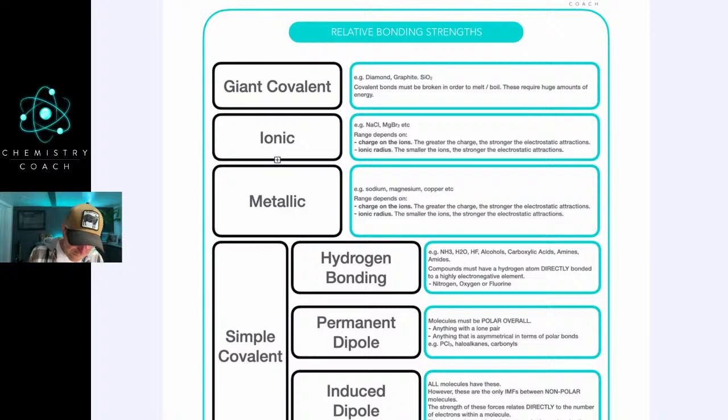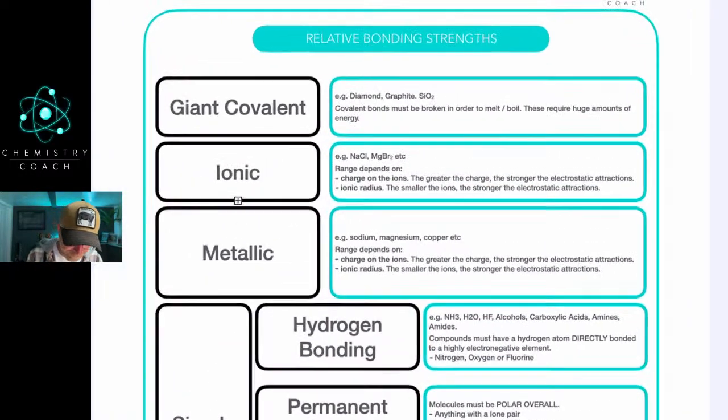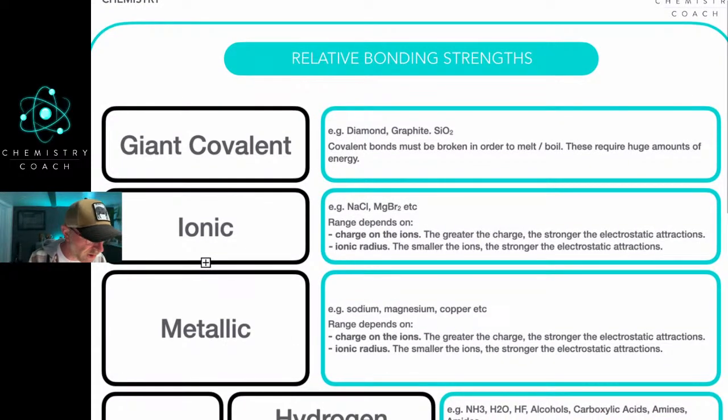So, obviously, we've got hydrogen bonding, permanent dipole, and induced dipole. This causes probably the most stress and anxiety in students when it comes to answering questions as to identifying, and we're going to get into that, okay? So, top of the shop, let's just do some highlighting.